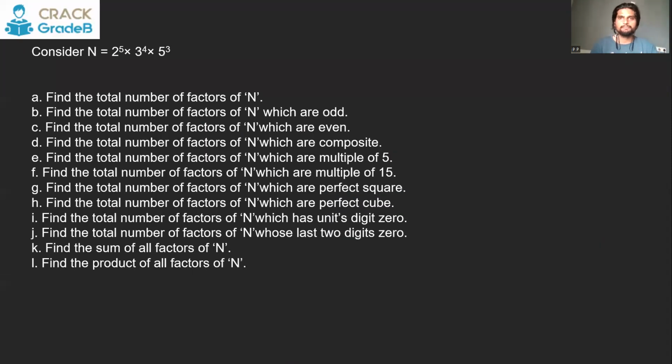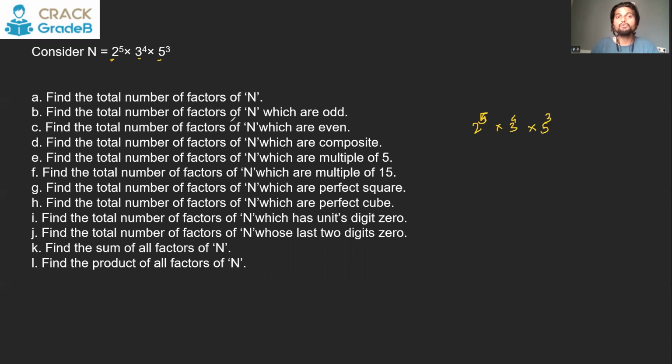So this is a question. So first of all, this is a number. Is this in its prime factorized form? Yes, because 2, 3, and 5 all are prime. So this is the number in prime factorized form. So 2 raised to the power 5 into 3 raised to the power 4 into 5 raised to the power 3 is the number.